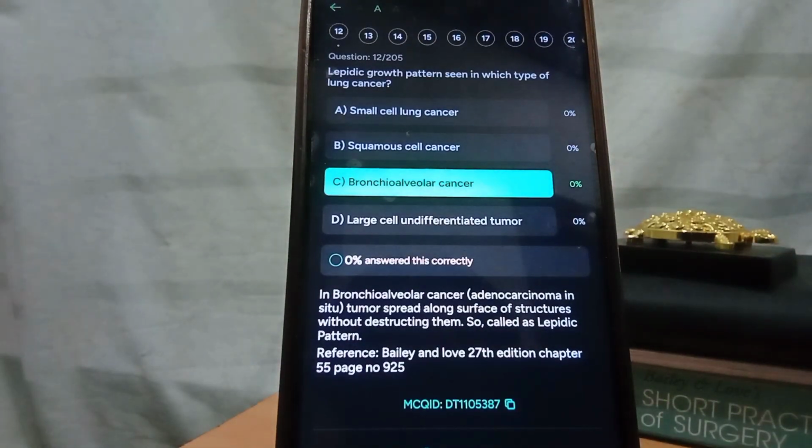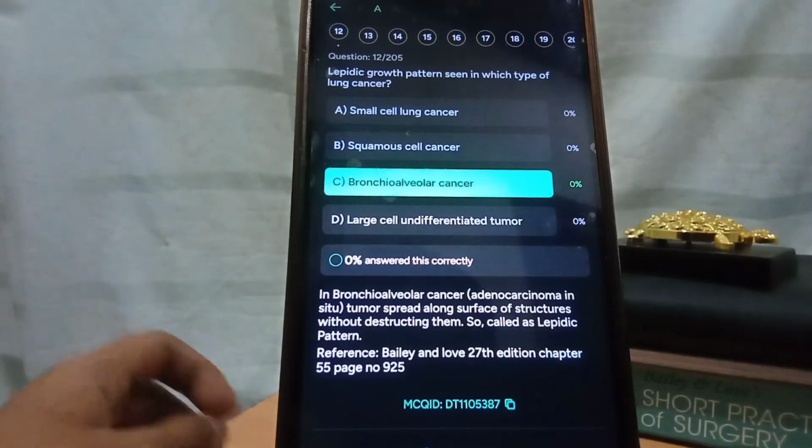So lepidic growth pattern is seen in which type of lung cancer? Small cell lung cancer, squamous cell lung cancer, bronchoalveolar cancer, or large cell undifferentiated tumor. In bronchoalveolar cancer, which is also adenocarcinoma in situ, tumors spread along the surface of the structure without destroying them. So it is called lepidic pattern. So lepidic pattern of growth is seen in bronchoalveolar cancer because it doesn't invade and just spreads along the surface of the structure without destroying them. So bronchoalveolar cancer.